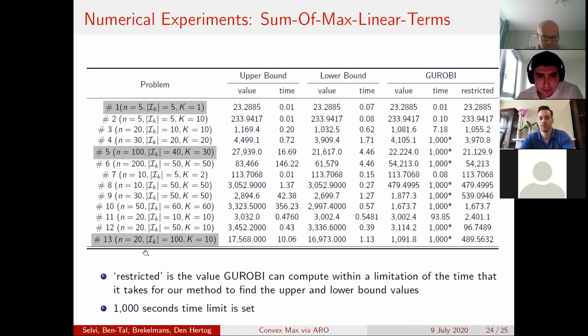And in problem 13, if we increase the size of ik, then Gurobi needs to use more integer variables. In this case, the problem gets even more complicated. And in 1,000 seconds, Gurobi can find 1,000 for the best value, while in just 11 seconds, we find 17,000 lower bound, and our upper bound is 17,500. So once again, we have the same result here. By increasing the size of the problem, we can still efficiently approximate the problem in very short time, and the solvers start to become useless.